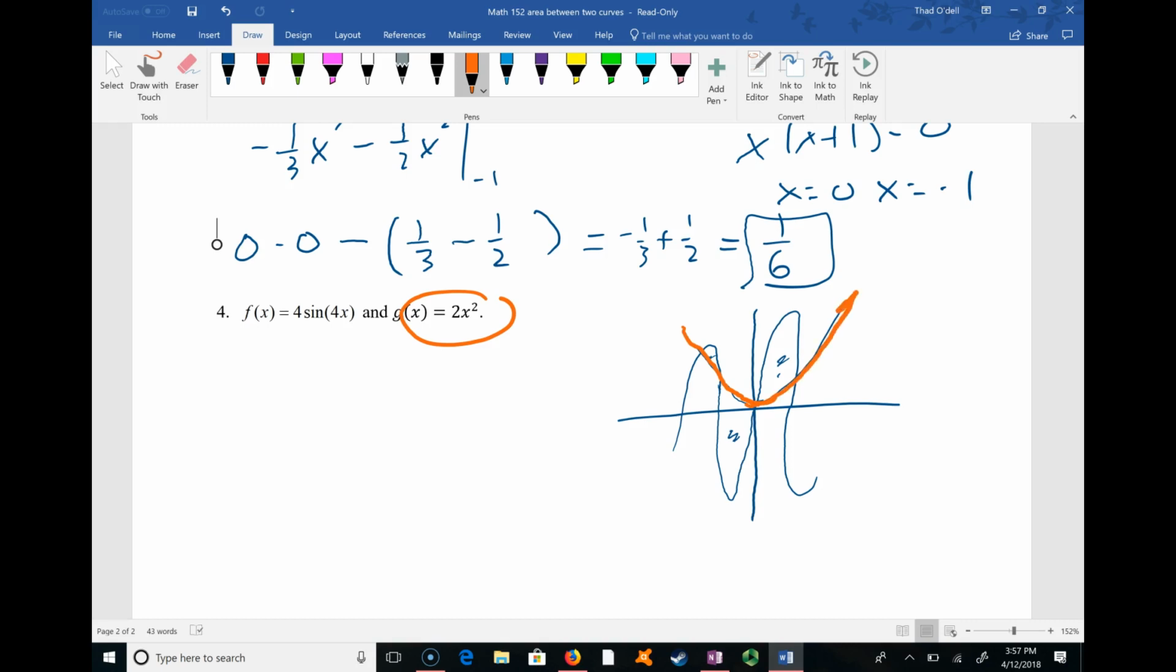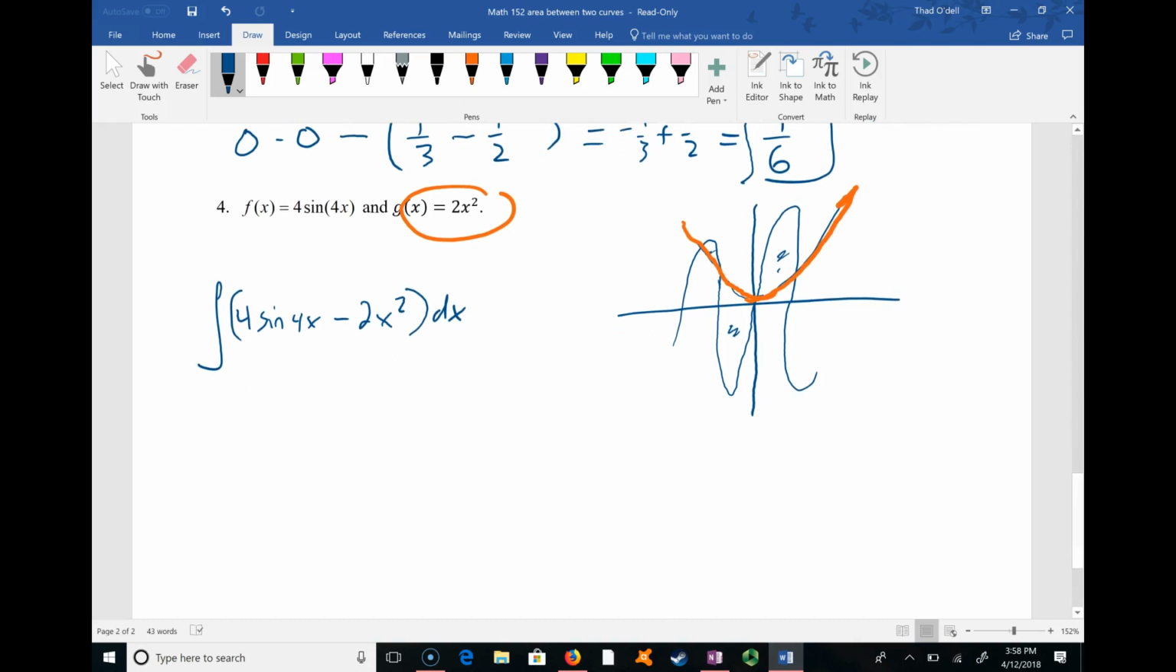And so notice that the first one is blue minus red. So if I'm going to set up that first integral, I'm going to go blue, which is 4 sine 4x minus 2x squared. So that's the first one. And then I'm going to add to that plus the integral. So the next one is red minus blue, isn't it? So that'd be 2x squared minus 4 sine 4x dx.